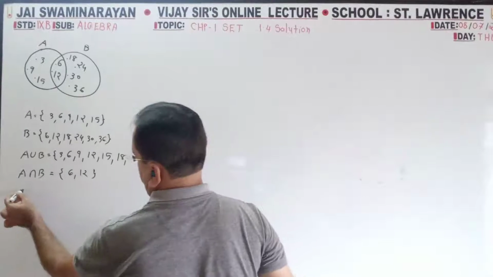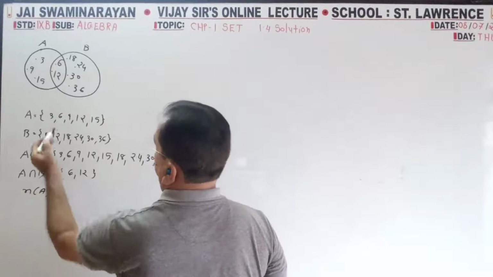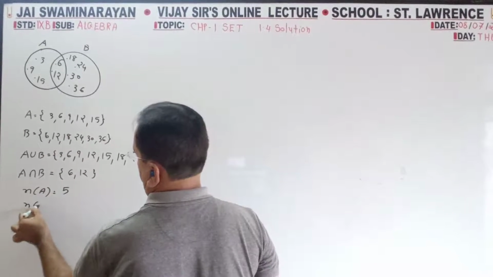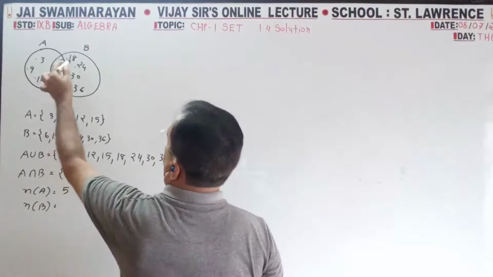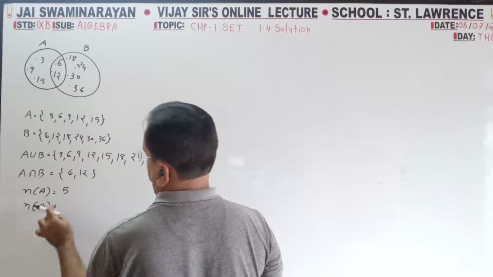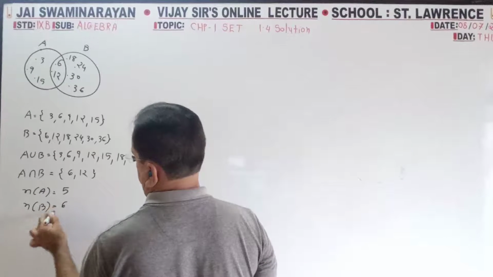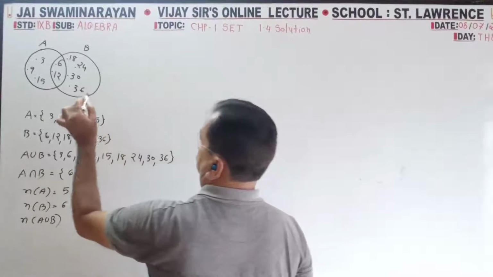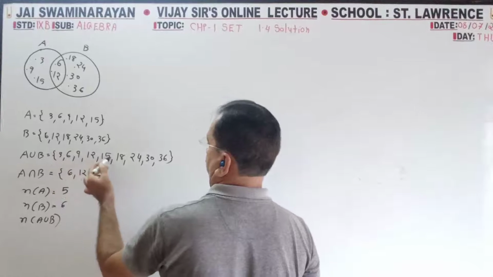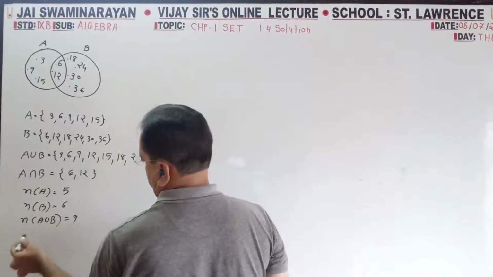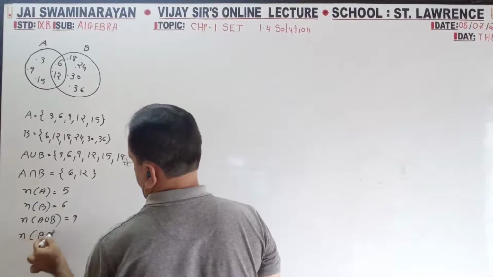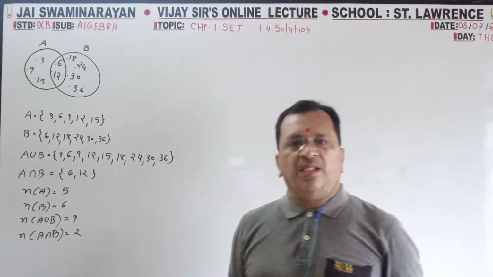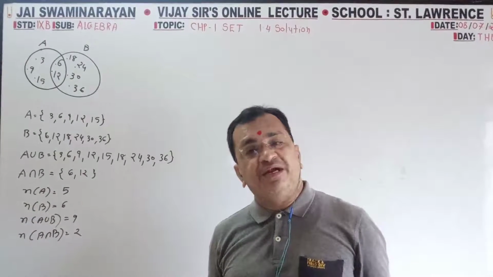Then the number of elements of only A: 1, 2, 3, 4, 5. Only B: 1, 2, 3, 4, 5, 6. Both sides you have to tell. So number of A union B: total 2, 4, 6, 8, 9. Intersection: only 2. These are the element lists. These are the number of elements in that group.